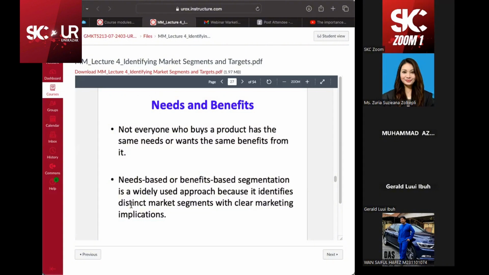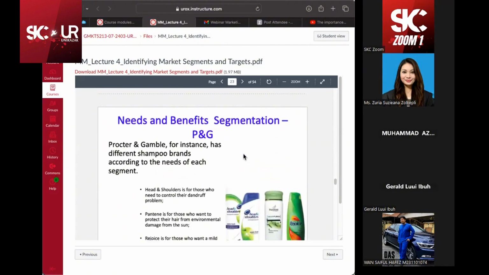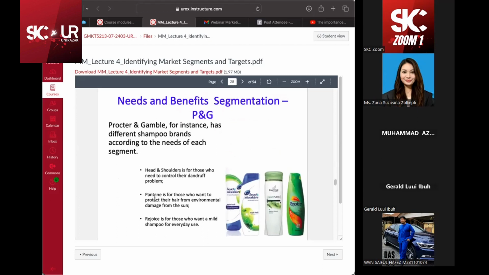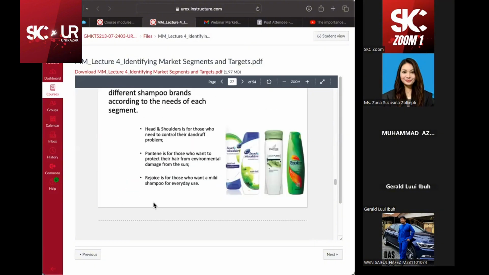Need and benefit segmentation is a widely used approach because it identifies distinct market segments with clear marketing implications. It's really easy to sell, all right? Because we want to get customers to fulfill their needs, to get benefit, to get the value from the product. For example, Procter and Gamble has different shampoo brands according to the needs of each segment. We have Head and Shoulders, we have Pantene, and we have Rejoice. Yeah, okay, this is a very good example. One brand, but it has different products, another different branding over here to cater for specific needs.